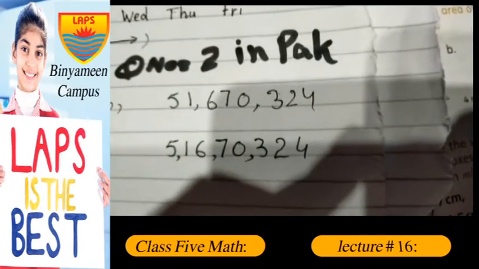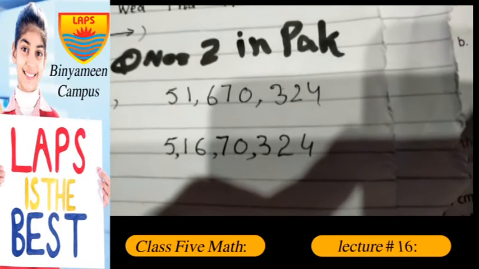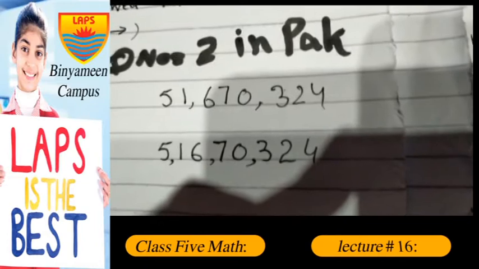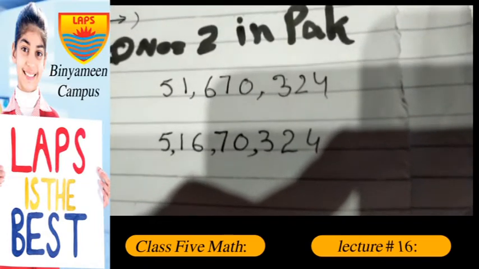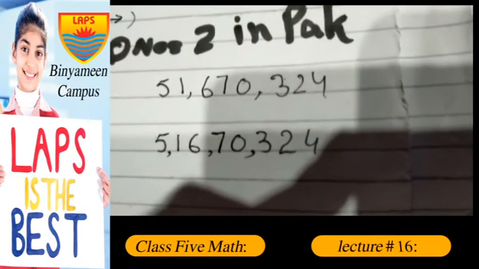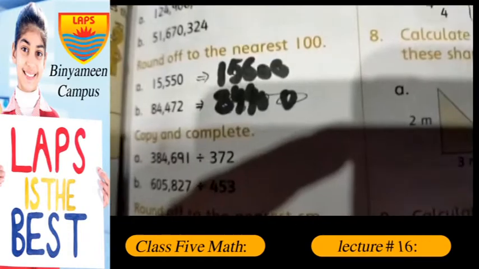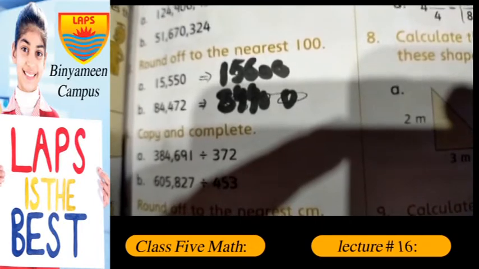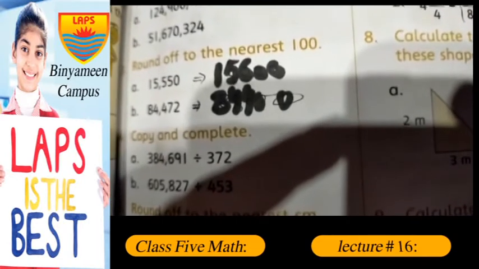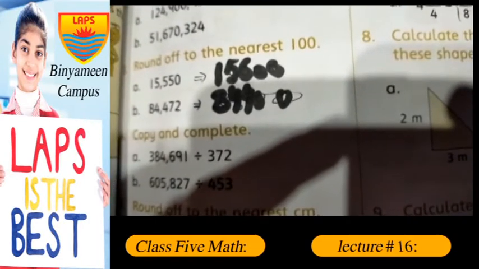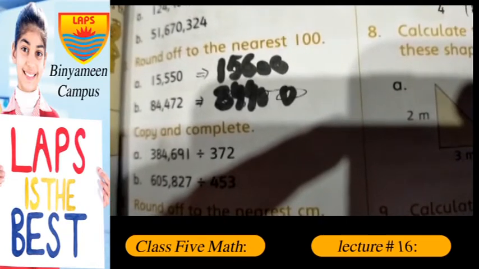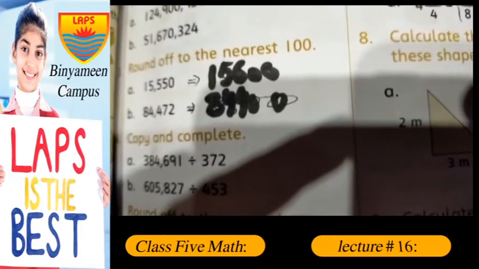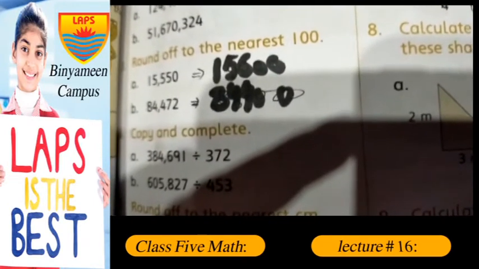Question 2. Represent the number in Pakistani way. Then 5, 16, 70, 324. Question number 3. Round off to the nearest 100. Part A. 15,550. This value is nearest to 15,600.